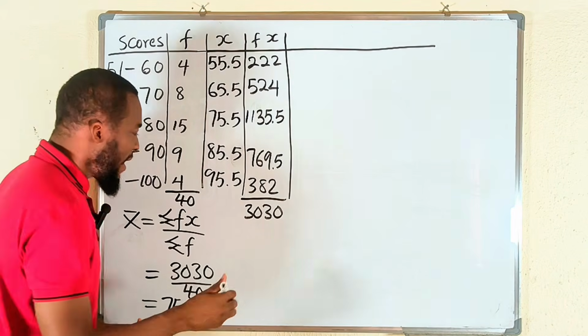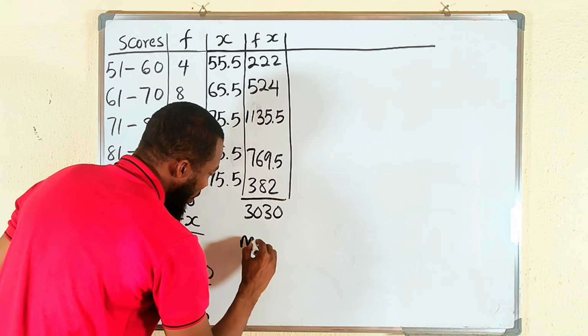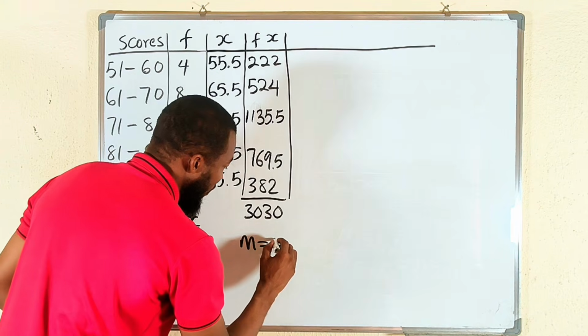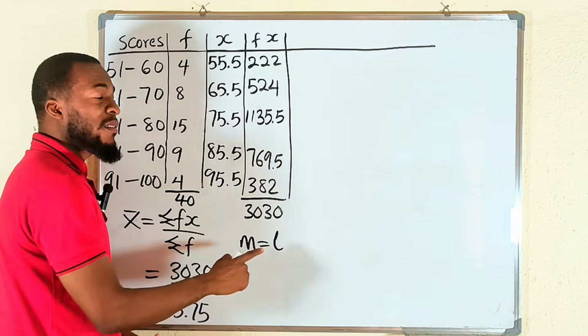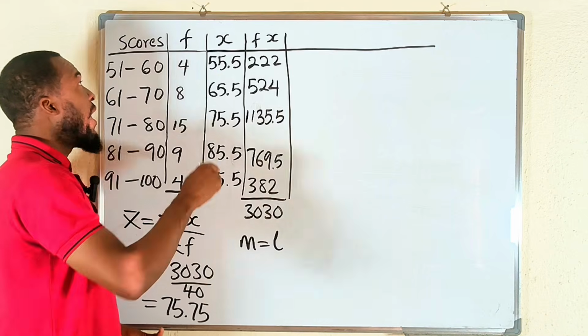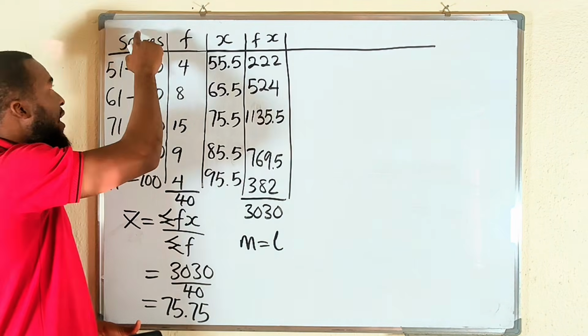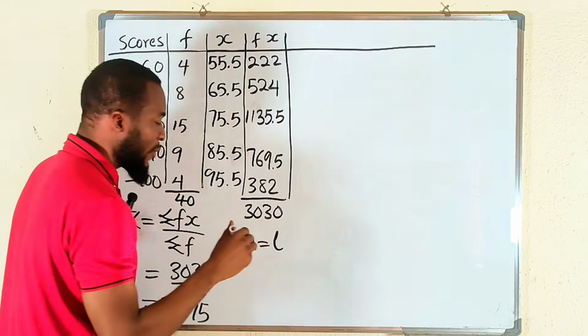Now going to the median. The median, we have the formula M for the median. You can write it in full. It is equal to L. This L stands for the lower class boundary. And if you look at our table, we don't have class boundaries. We only have class intervals or limits.